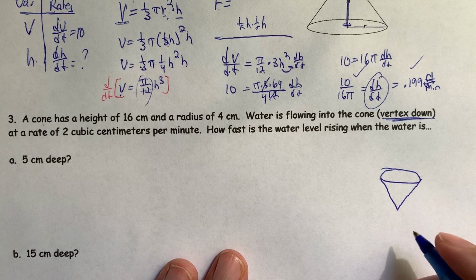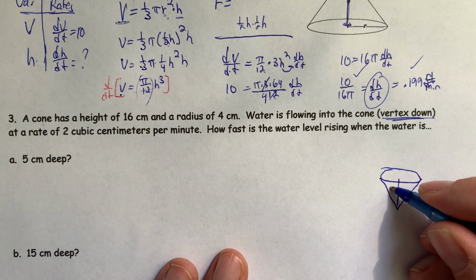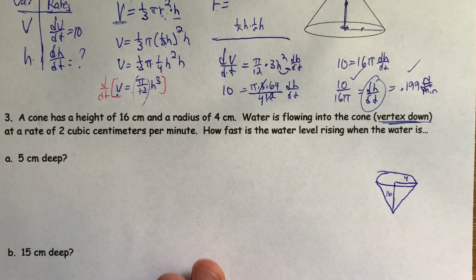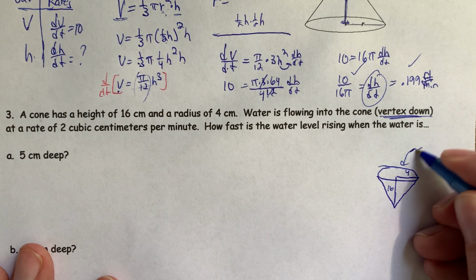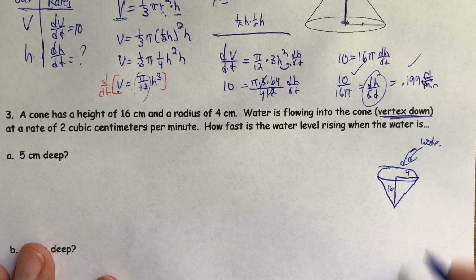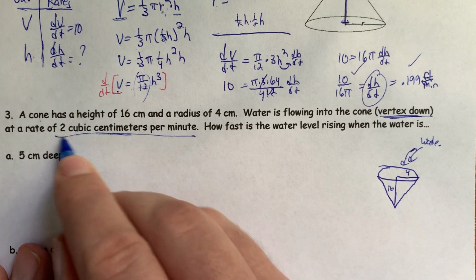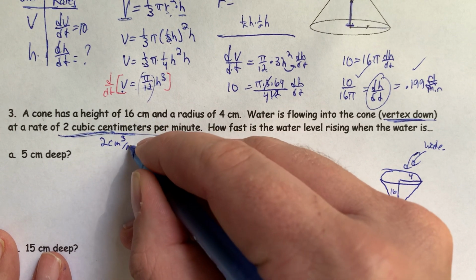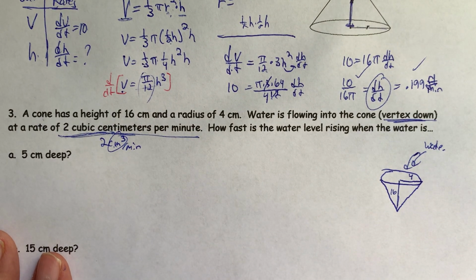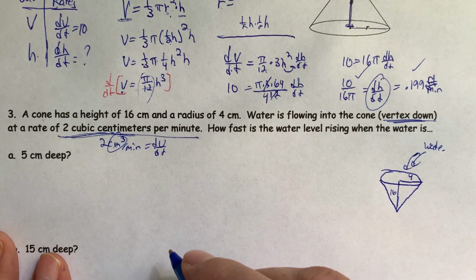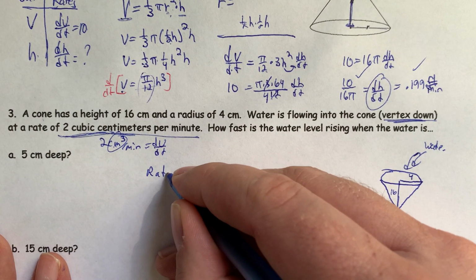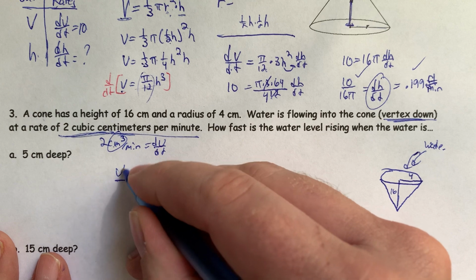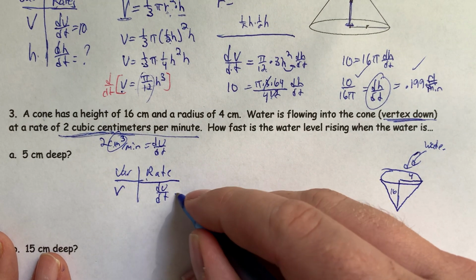And it says the cone has a height of 16 centimeters and a radius of 4 centimeters. Water is flowing into the cone at a rate of 2 cubic centimeters per minute. So what is 2 cubic centimeters per minute? Well, that is a rate that volume is changing. We know it's volume. This is dv dt. So we already know one of our rates. So we are going to need in our equation what variable? We're going to need volume. And dv dt is 2.